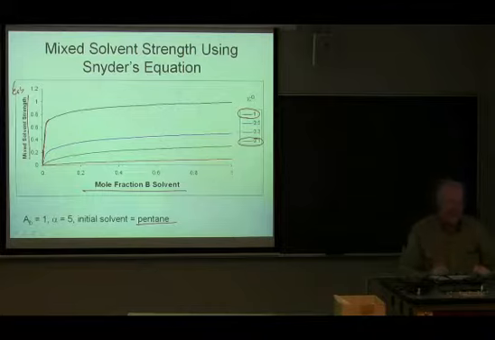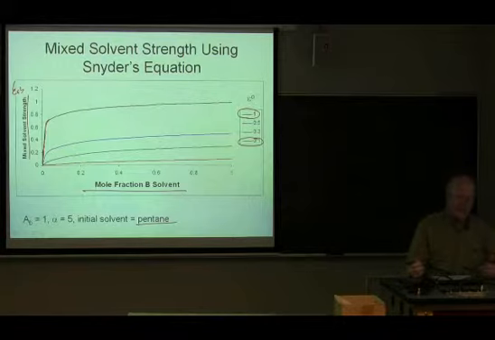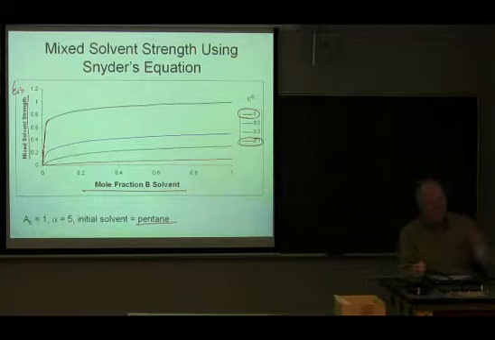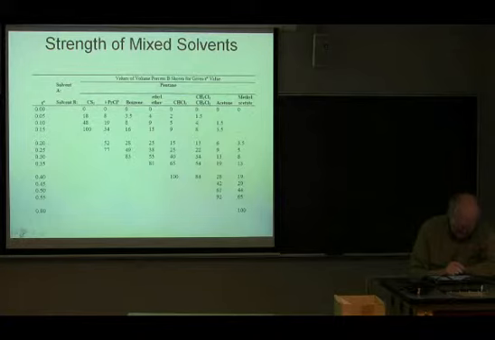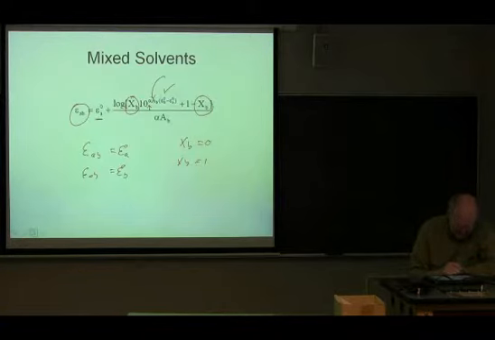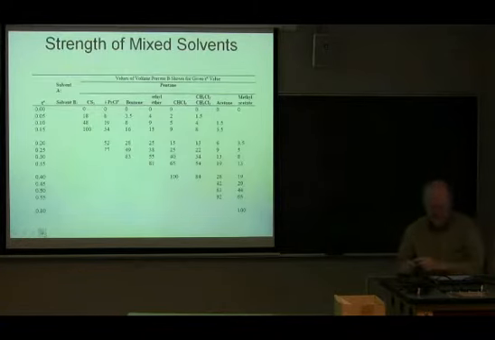A little methanol in pentane, you're going to get a humongous change in retention. A little methanol in ethyl acetate, you're going to get a moderate change in retention. Very nonlinear. Fortunately, Snyder has generated lots of tables like this, and this is very important.